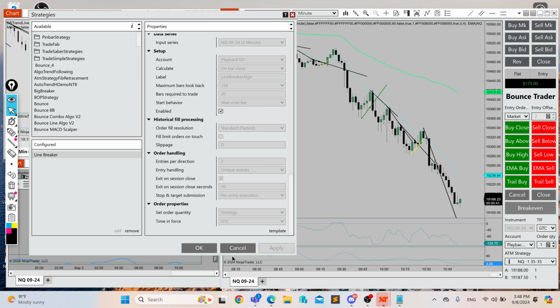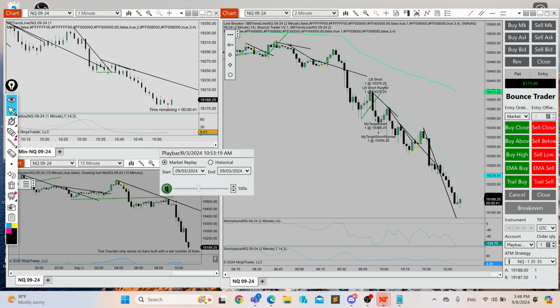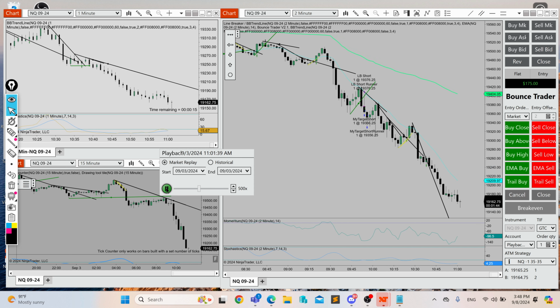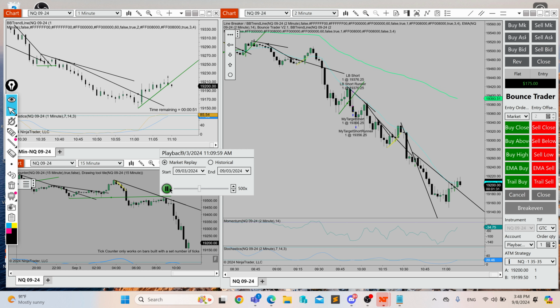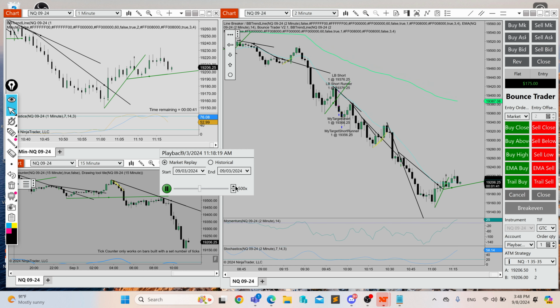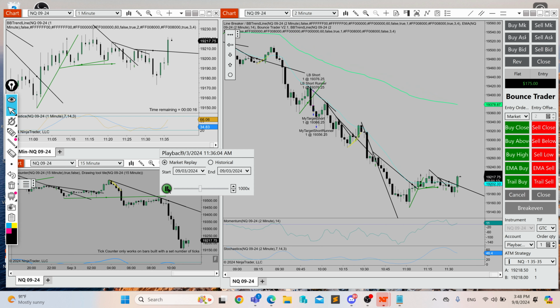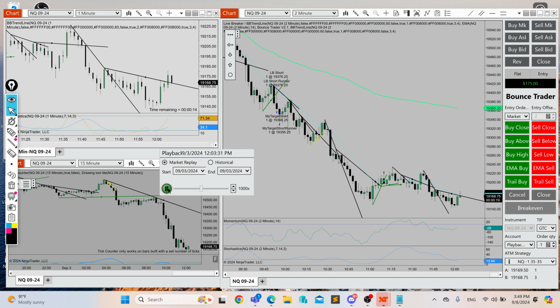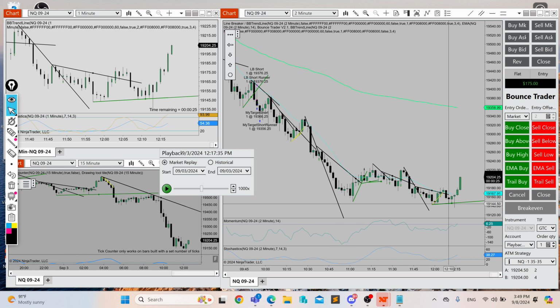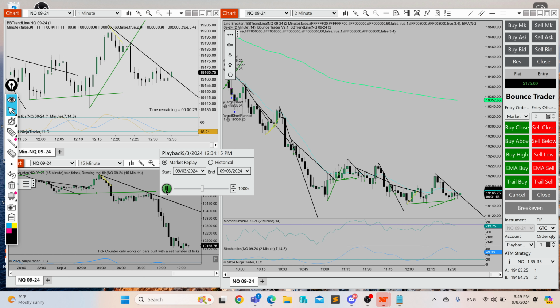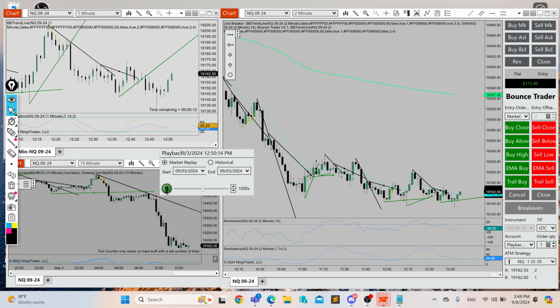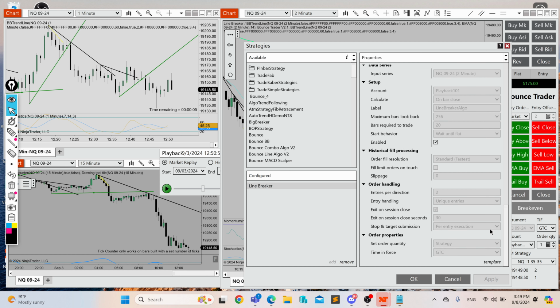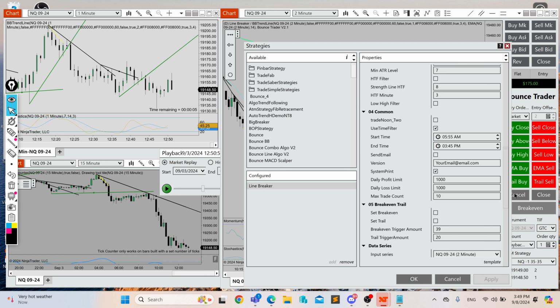Let's try to see if we can run it, if there is going to be a setup. There was a setup, a quick scalp, but since algo trading is not taking the trade yet, it didn't take the trade. So let me loosen up some of the parameters so we get a better chance of getting the trade.